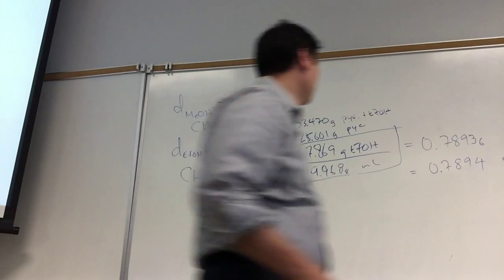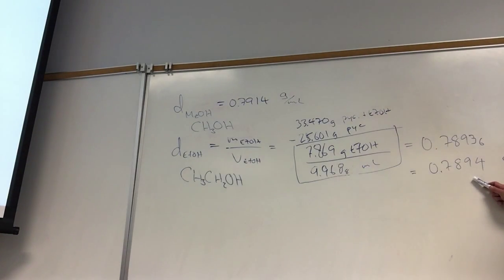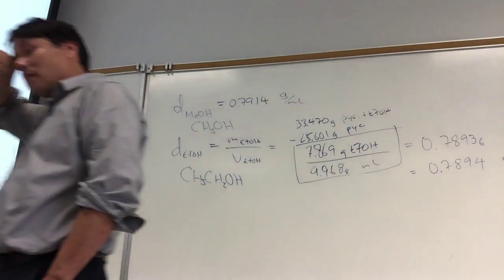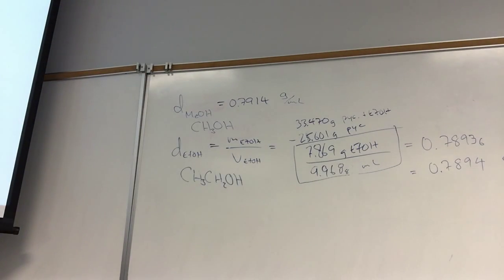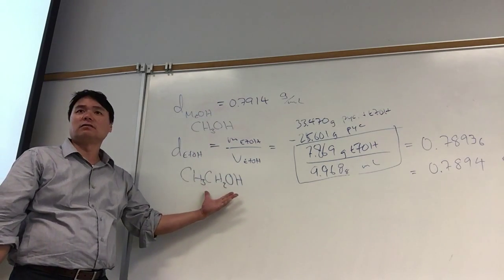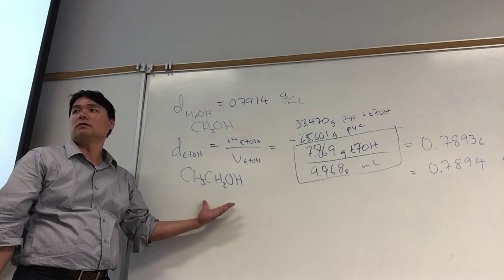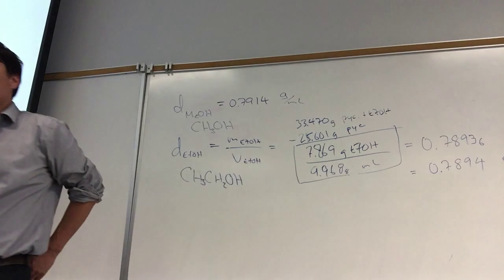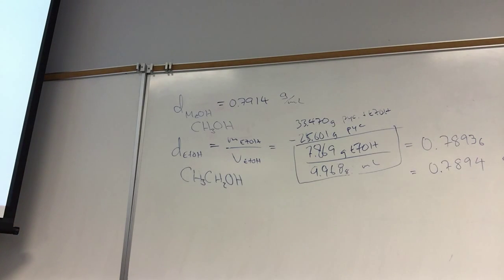So let's take a look at the numbers here. Is the ethanol more dense? No, the methanol is more dense. And so that might be a clue that we did something wrong, right? Maybe. Or maybe we aren't thinking of something. Is it possible that methanol has a higher density than ethanol? Is that possible? It is possible. How? How could methanol have a higher density than ethanol?